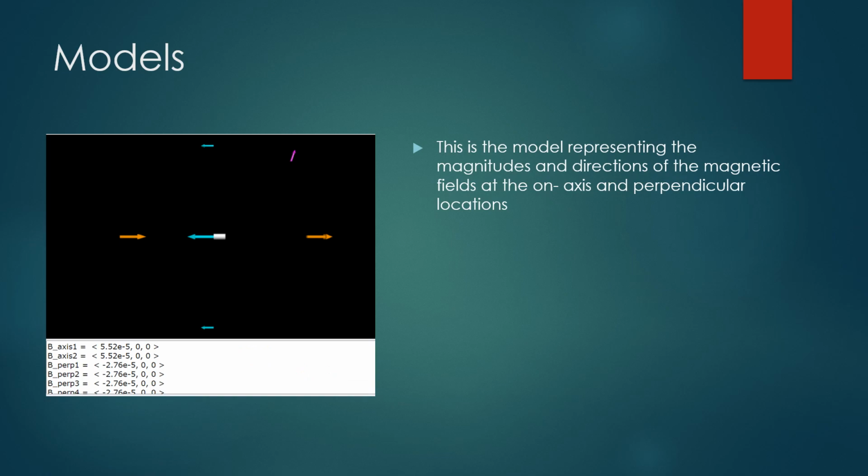This is the model for my code representing the magnitudes and directions of the magnetic fields at the on-axis and perpendicular locations. As you can see, I have my two blue arrows being perpendicular, and I have the two orange arrows being on-axis, both pointing in the same direction as well. And then the one purple arrow is the 45 degrees off axis.